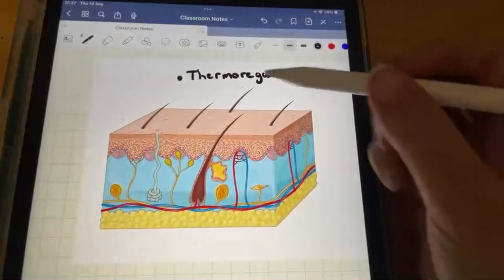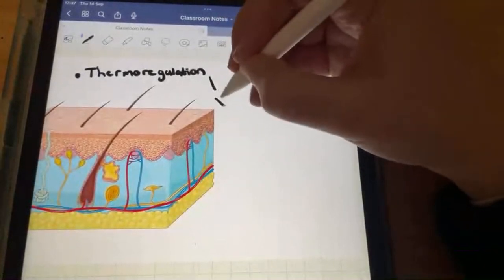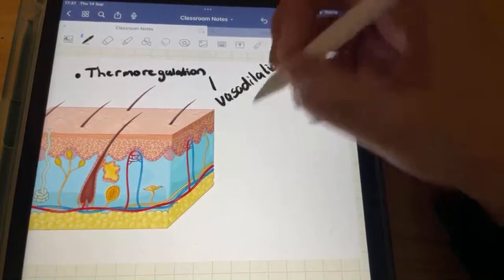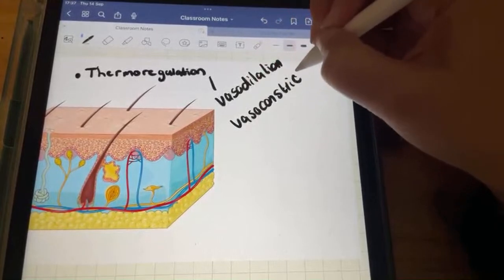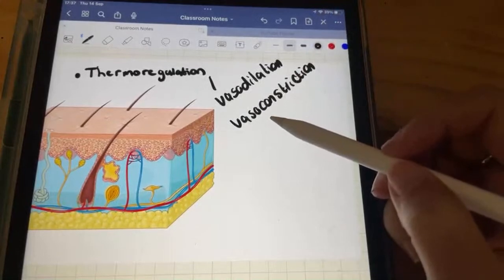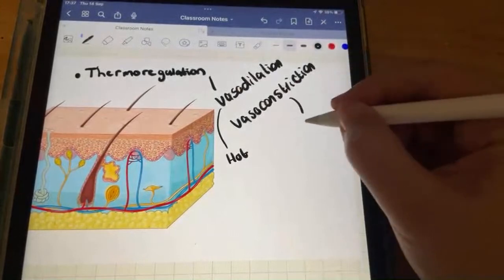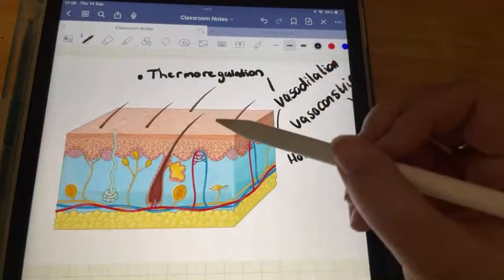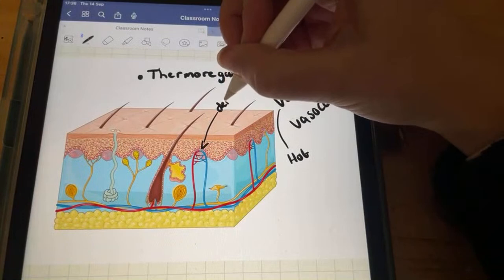Thermoregulation. So thermoregulation is in reference to two things. You may remember vasodilation and vasoconstriction. These are the two ways in which your body maintains its temperature. You do dilation in hot and you do constriction in cold. And what are we constricting? So if we look at the diagram here, we are constricting these guys over here, the dermal arterioles.